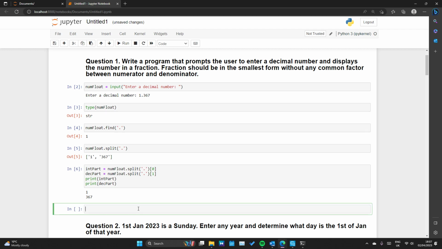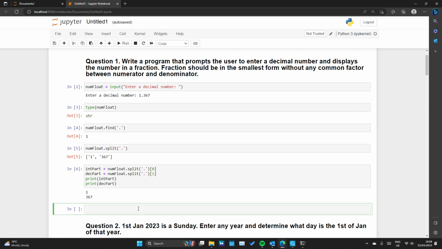Now we want to display this number in a fraction. So for the decimal part, we know that these digits 367 occurred after the decimal, and there are 3 digits, which means 0.367 should be 367 divided by 1000.